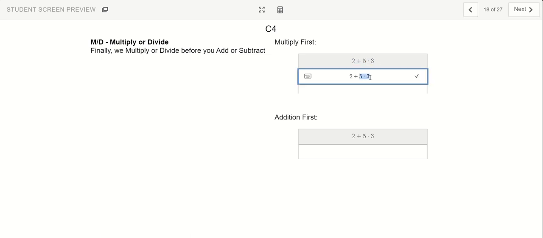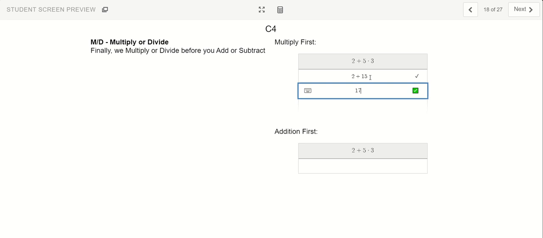So 5 times 3 becomes 15. And 15 plus 2 is 17. Down here, we can do addition first, and notice that we're going to get a different answer.